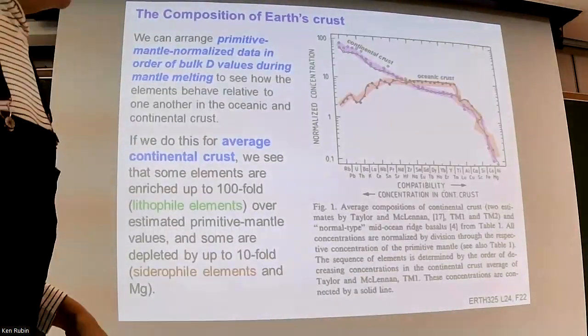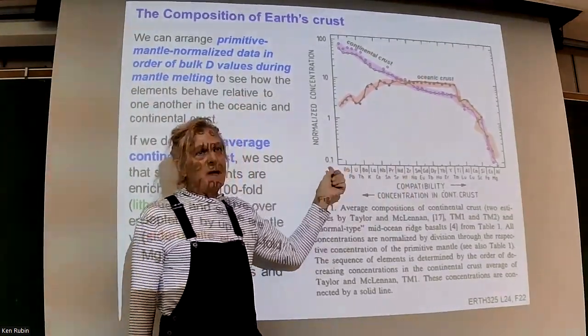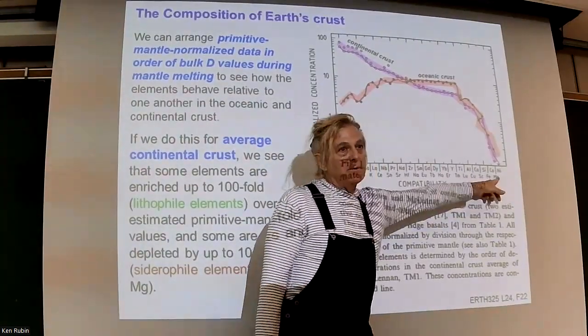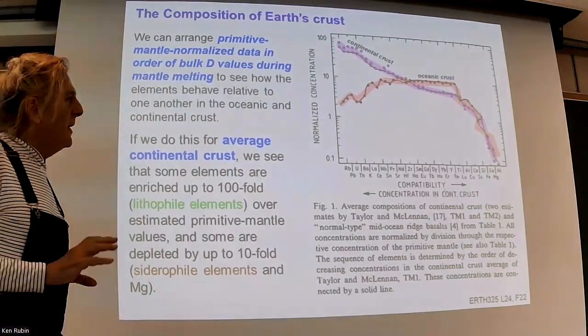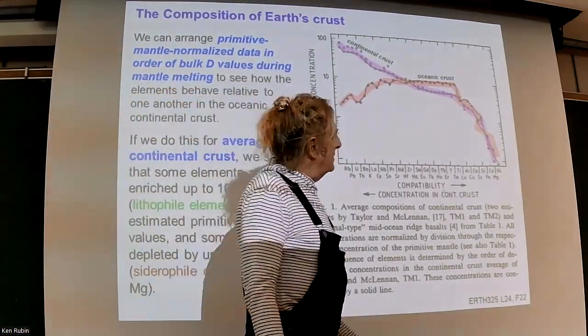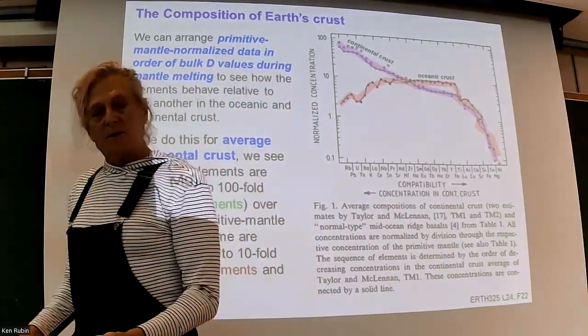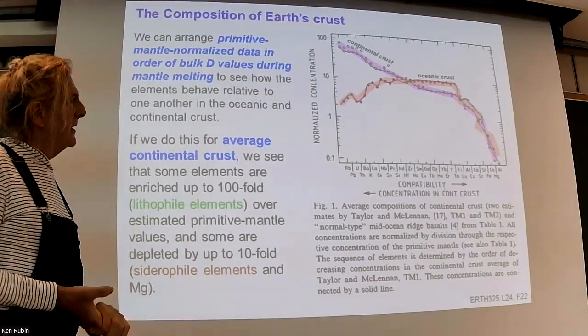So these elements are ordered by their compatibility scale, with the most incompatible, the lowest D over here, and the highest D over here, the most compatible. You see nickel is the most compatible. You really, really have to melt hard to get nickel and cobalt and even magnesium to come out of the rocks that exist in the mantle to make igneous rocks.